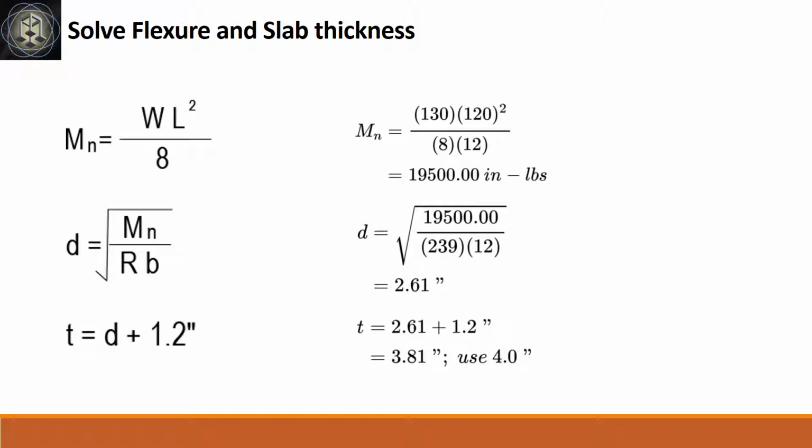With a total load of 130 pounds per foot and 10 feet span, the moment is equal to 19,500 inch-pounds. The effective depth is 2.61 inches. Add 1.2 inches concrete cover to get 3.81 inches slab thickness. We use 4 inches as minimum thickness of slab.